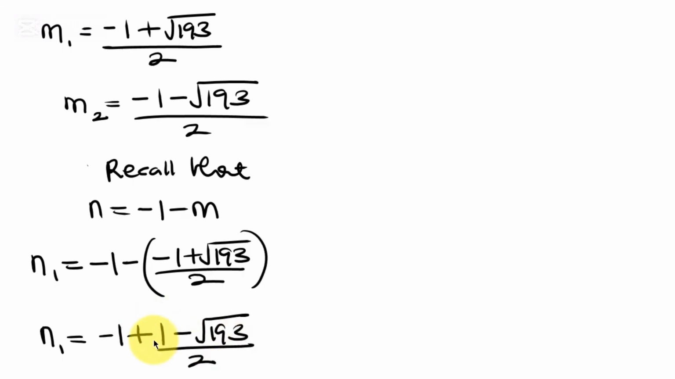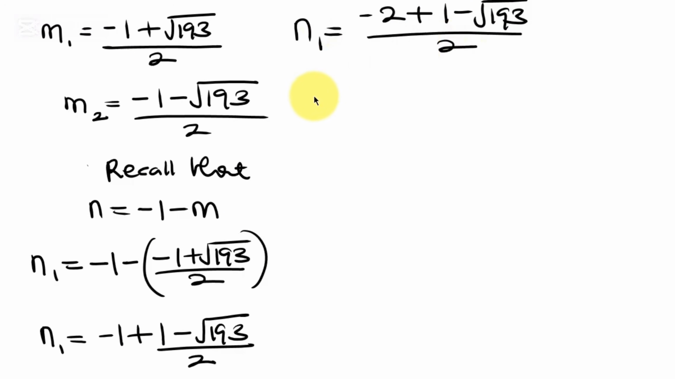Now let's combine the fraction. So we have our corresponding value for n to be 2 times negative 1 is negative 2, plus 1 minus the square root of 193 all over 2. So the final value for our first corresponding value for n will be negative 2 plus 1 is negative 1, minus the square root of 193 all over 2.